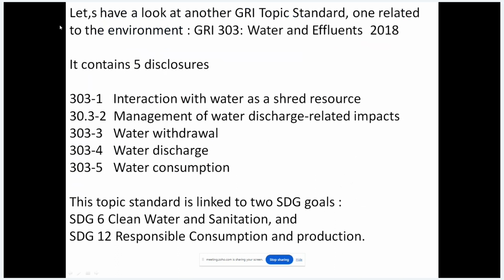So let's have a look at another GRI standard, one related to the environment: GRI 303 Water and Effluents. It contains 5 disclosures. These are the disclosures: interaction with water as a shared resource, management of water discharge related impacts, water withdrawal, water discharge, water consumption. The topic standard is linked to 2 SDG goals: SDG 6 is clean water and sanitation, and SDG 12 is responsible consumption and production.